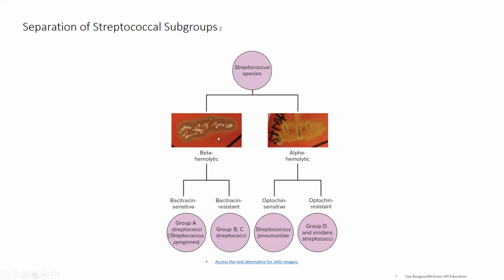So our beta hemolytic strep species are going to be our group A strep, which is strep pyogenes, and group B and C strep. We'll look at these a little bit further in a moment. Our alpha hemolytic group is going to be strep pneumoniae, and our group D strep, as well as strep viridans. So these are going to be our alpha hemolytic organisms.